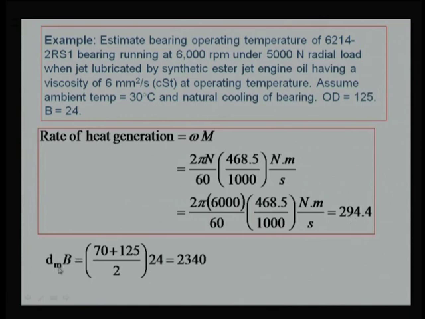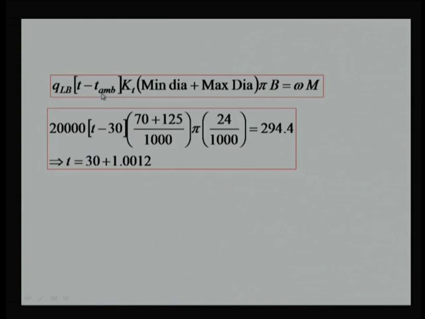Now we require this dimension for heat dissipation, and we say that dm into B is (70 plus 125) divided by 2, into 24, that turns out to be 2340, which is lesser than 4000. That's why I say that for most of the bearings this product will be lesser than 4000. That's why we can directly use the heat dissipation density as 20,000.